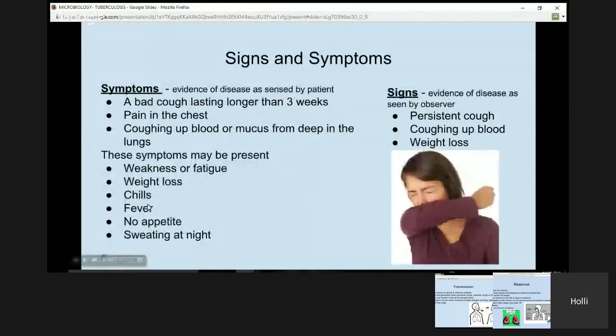The symptoms that the patient may feel of tuberculosis are a bad cough lasting longer than 3 weeks, pain in the chest, and coughing up blood or mucus from deep in the lungs. A patient may have other symptoms, such as weakness or fatigue, weight loss, chills, fever, loss of appetite, and sweating at night. Some of the signs that another individual may notice are persistent cough, coughing up blood, and weight loss.